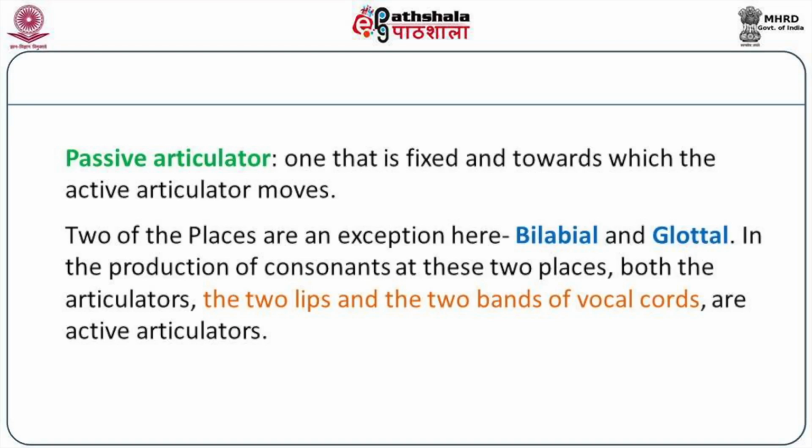Now, 2 of the places of articulation you will notice here at the extreme ends, namely bilabial and glottal, are exceptional in this case because in the production of which both the articulators are active articulators. Since both the lips are involved in producing the speech sounds and the 2 sets of vocal cords are involved in producing those speech sounds. In all other cases, we have an active articulator positioned against a passive articulator.